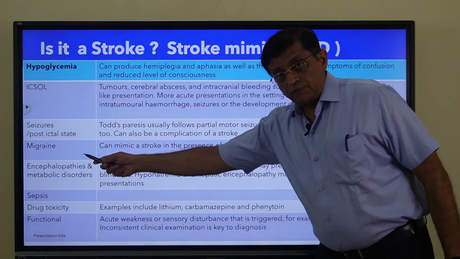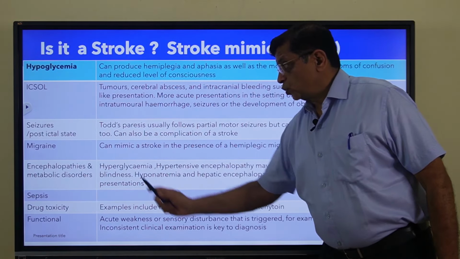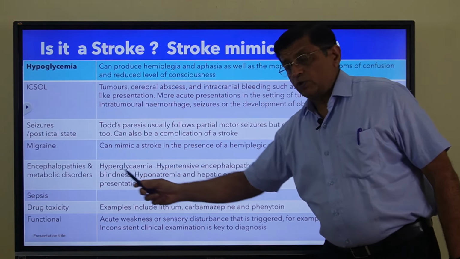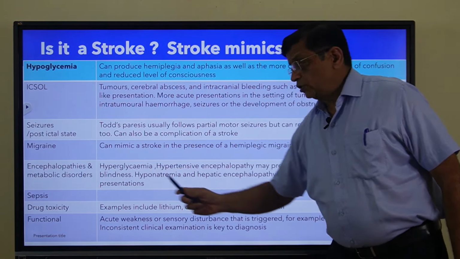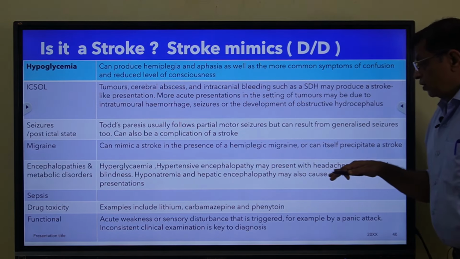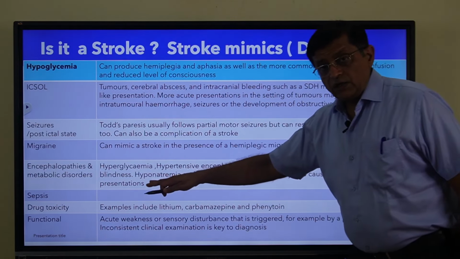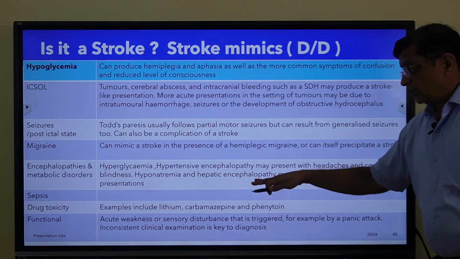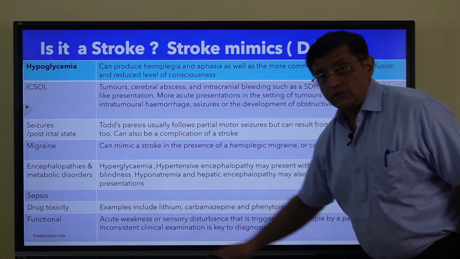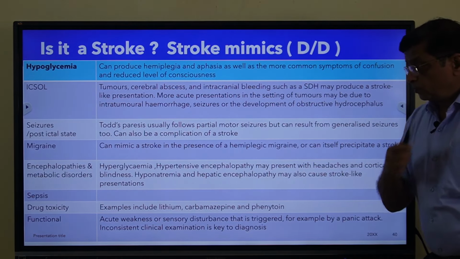Hemiplegic migraine can present as a stroke mimic. Different encephalopathies and metabolic disorders like hyperglycemia, especially hyperglycemic non-ketotic coma, hypertensive encephalopathy, hyponatremia, uremic encephalopathy, hepatic encephalopathy, even sepsis and infective encephalopathy may look like a stroke.